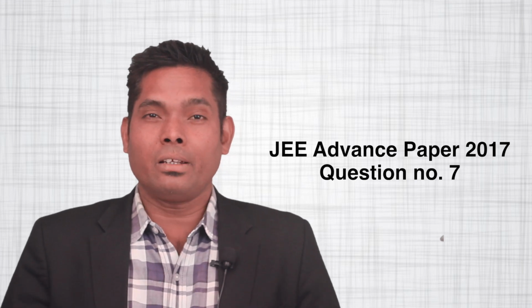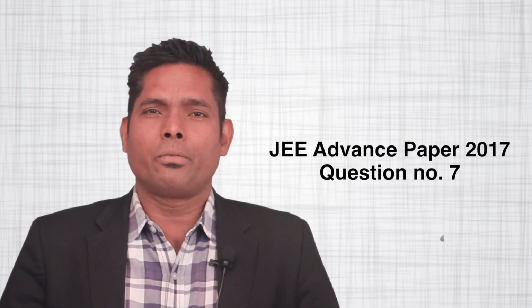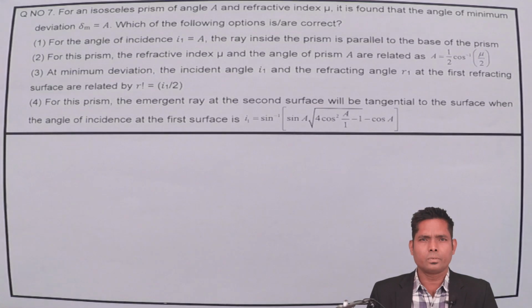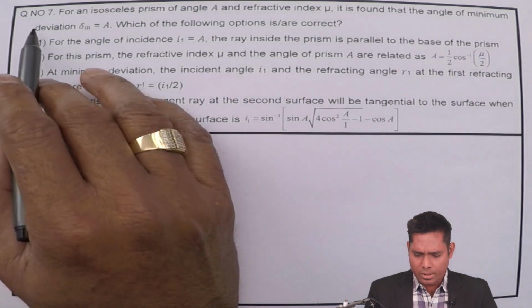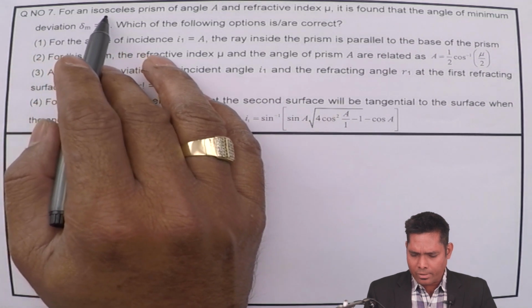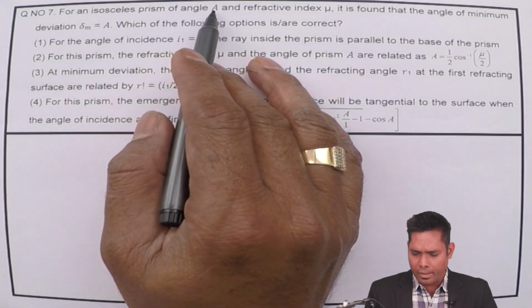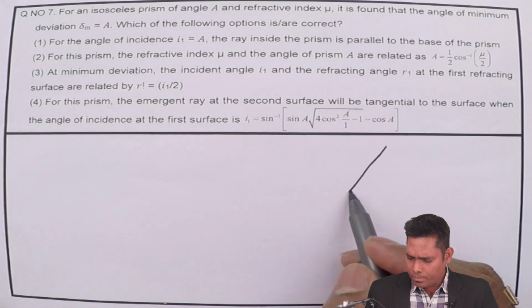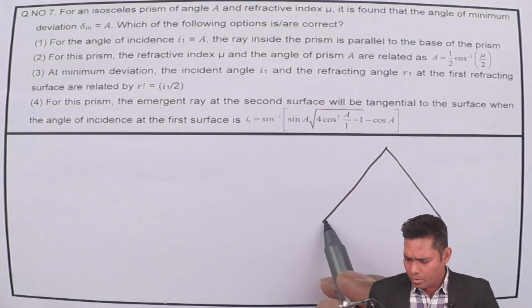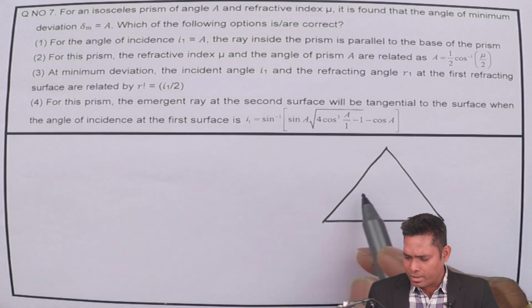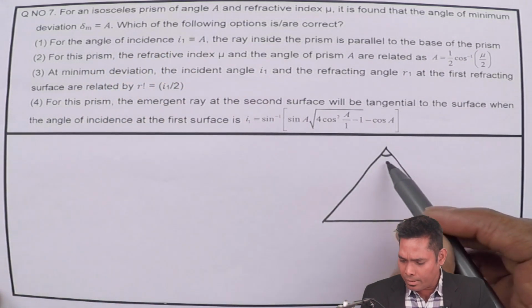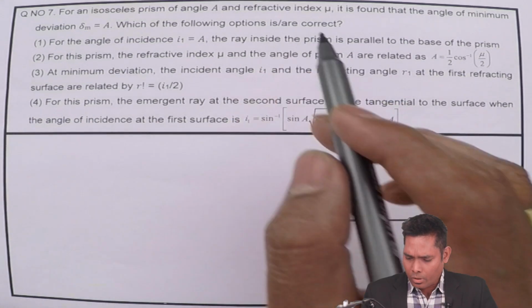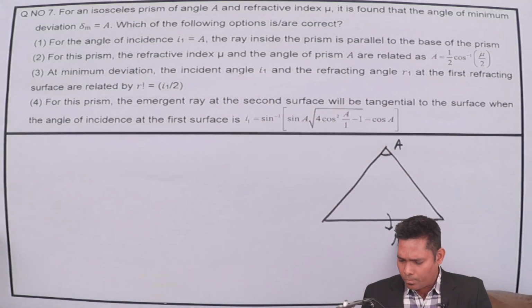Question number 7 of JEE Advanced Physics paper 2017. Let us solve the next question. The question is: for an isosceles prism of angle A, there is a prism where both sides are the same. This angle is A, and the refractive index is mu.